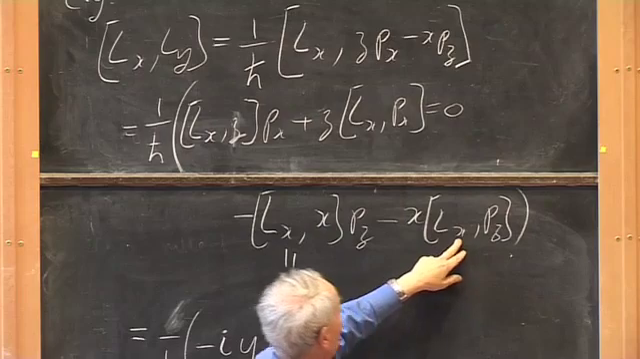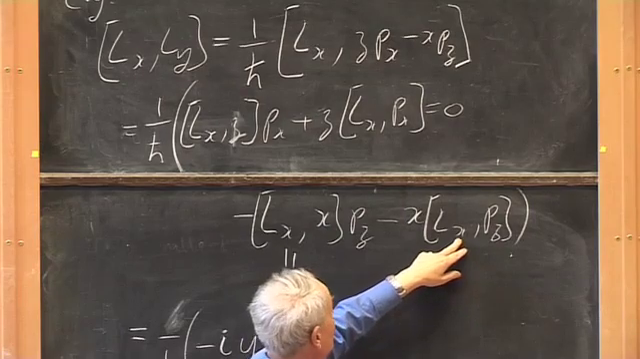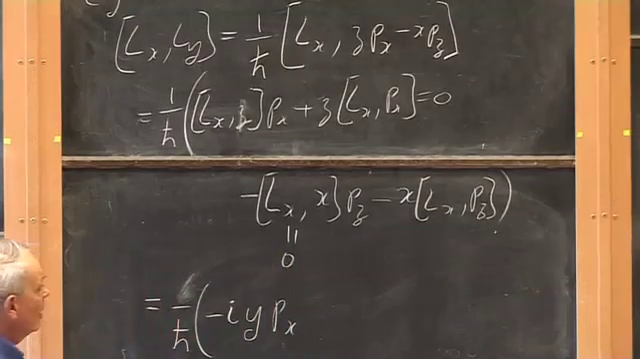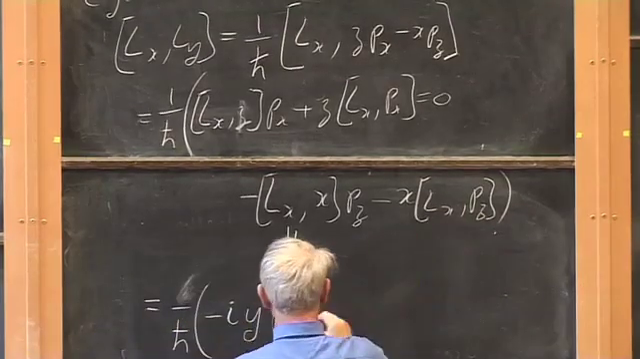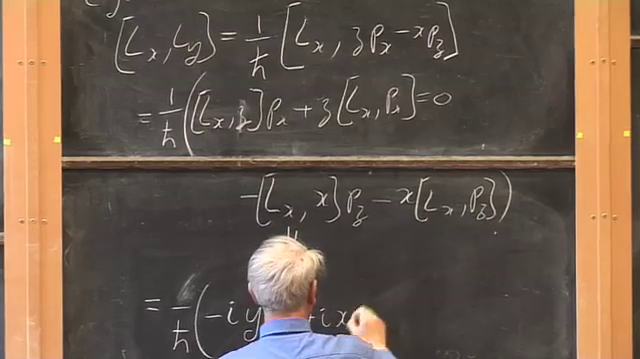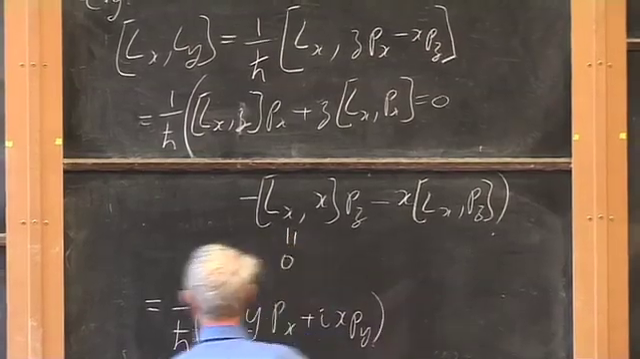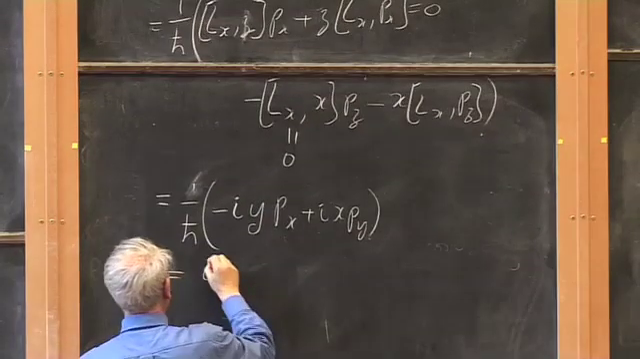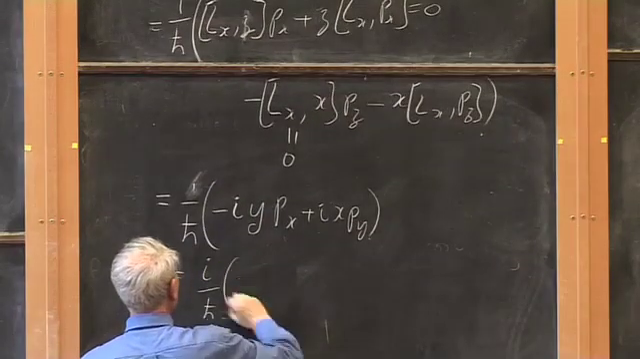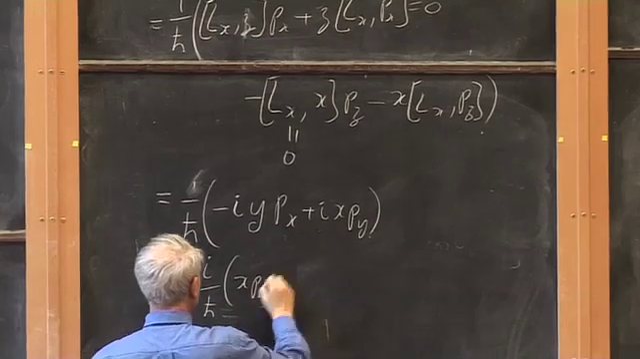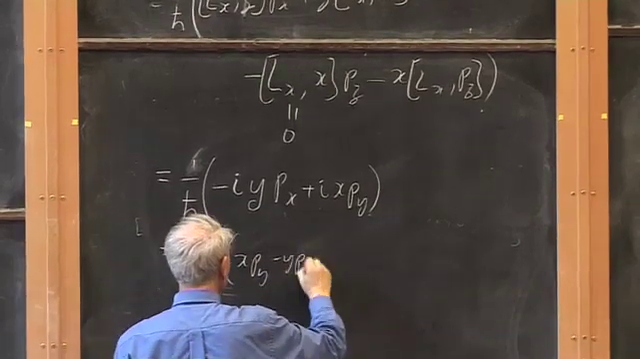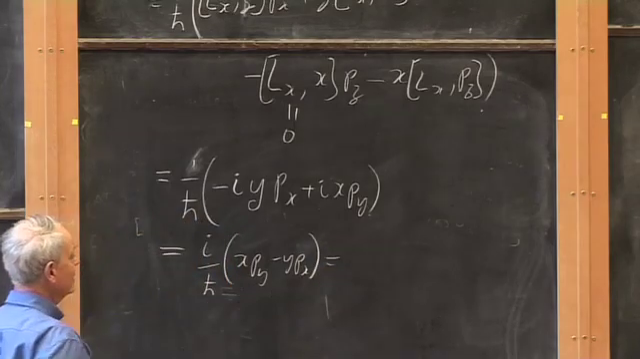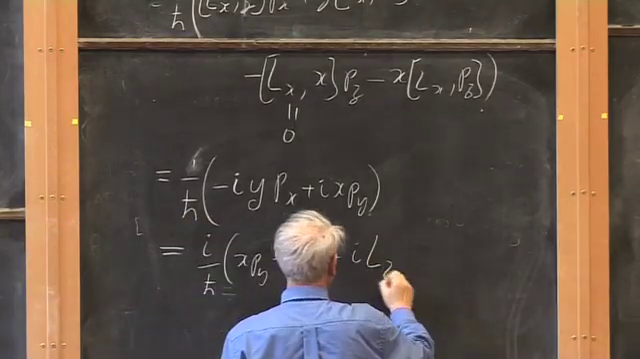This is the other interesting one. It'll be the same thing. This commuted with this will be minus i py. So we have two minuses, so we'll have a plus i x py. So this is equal to i over h bar of x py minus y px, which this h bar and this stuff together make Lz, so it's i Lz.